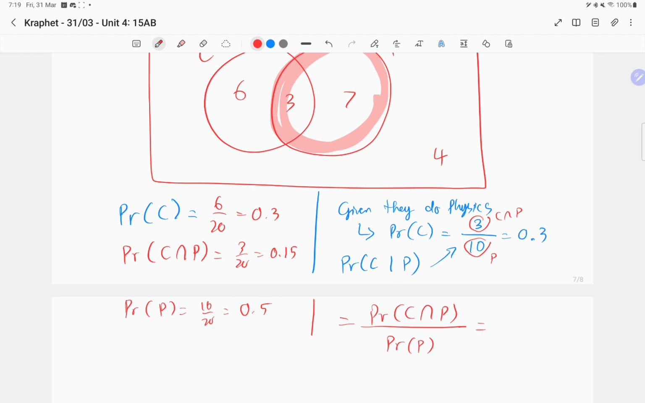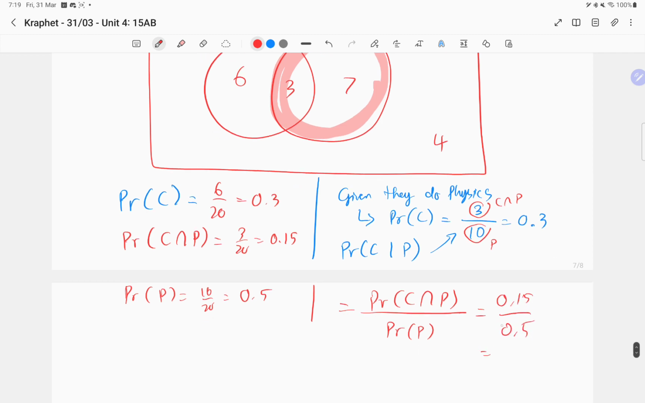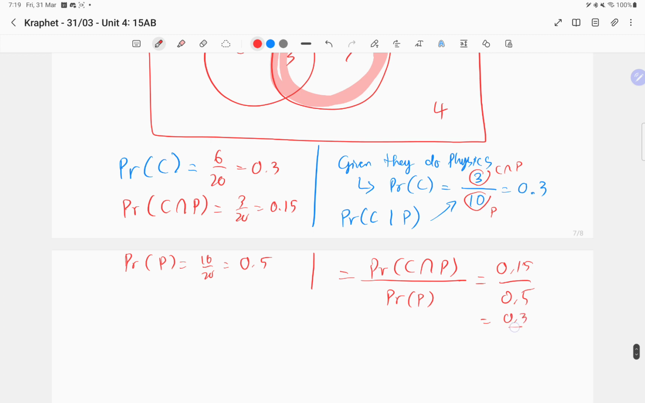Does that make sense? Yeah. Over 0.5. And I can quickly times the top and bottom by 2. That would be 0.3 over 1, which is 0.3. That aligns with what we were talking about earlier.